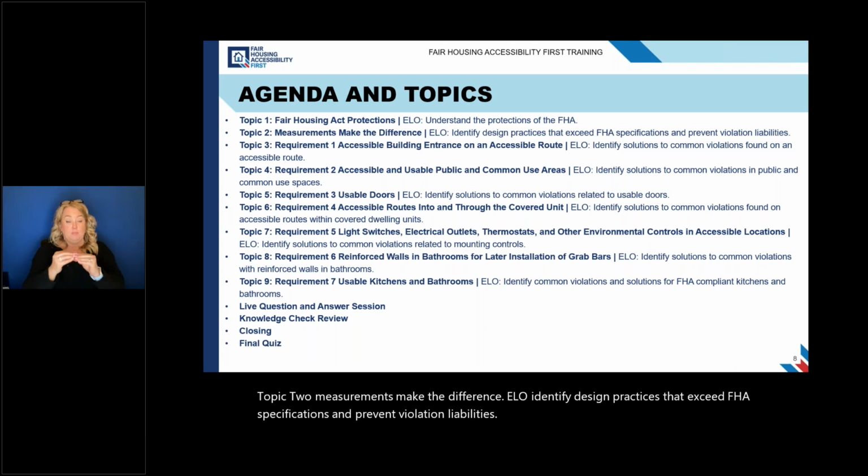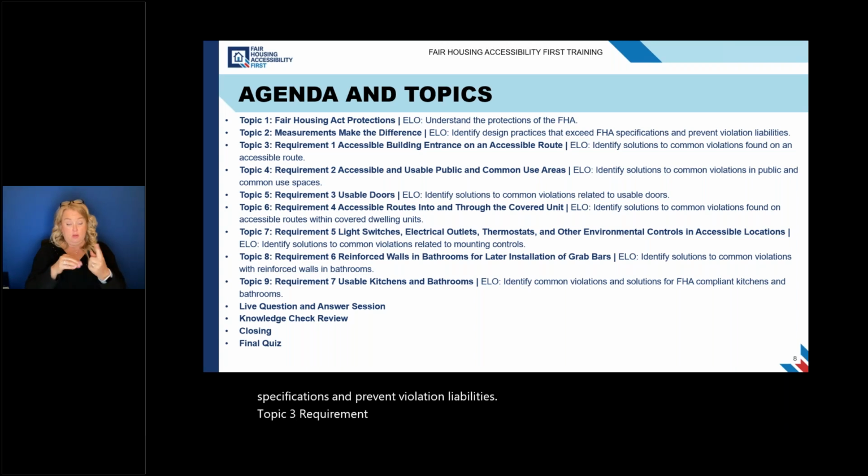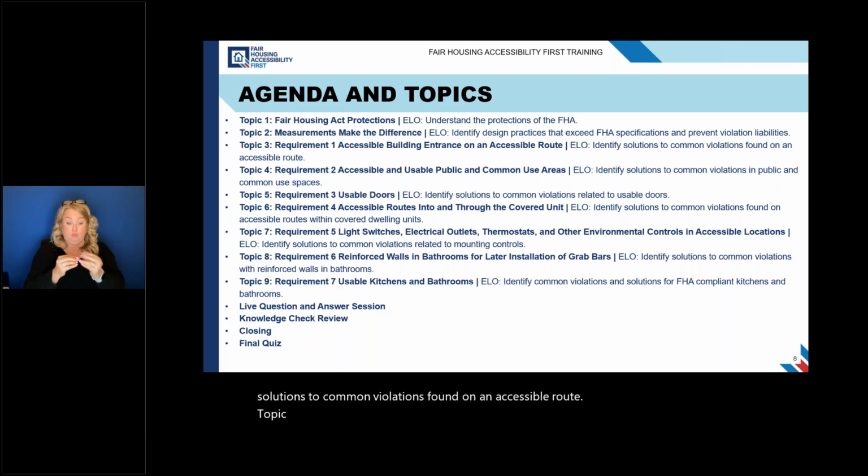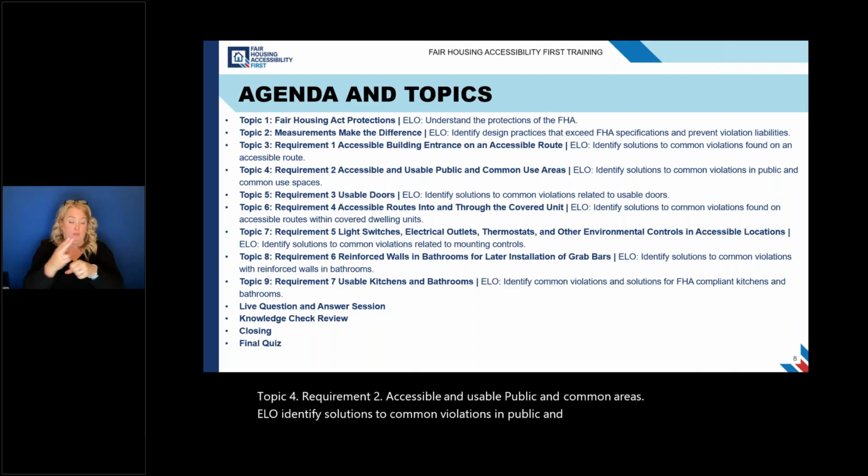Topic 3, Requirement 1, accessible building entrance on an accessible route. ELO, identify solutions to common violations found on an accessible route. Topic 4, Requirement 2, accessible and usable public and common use areas. ELO, identify solutions to common violations in public and common use spaces.